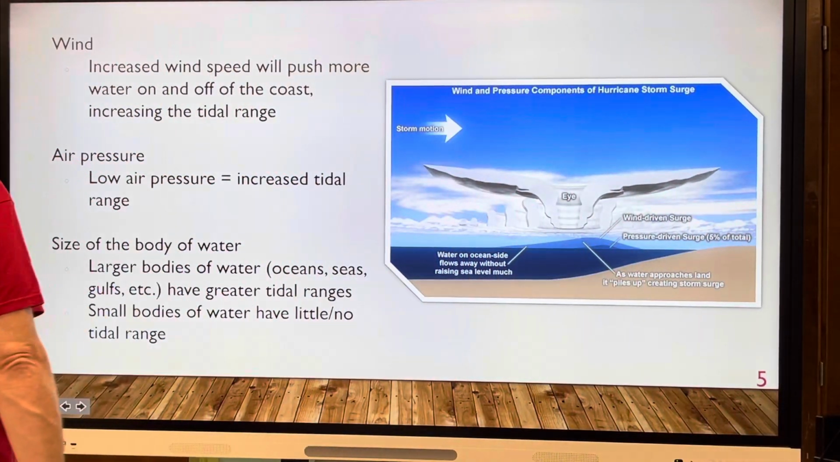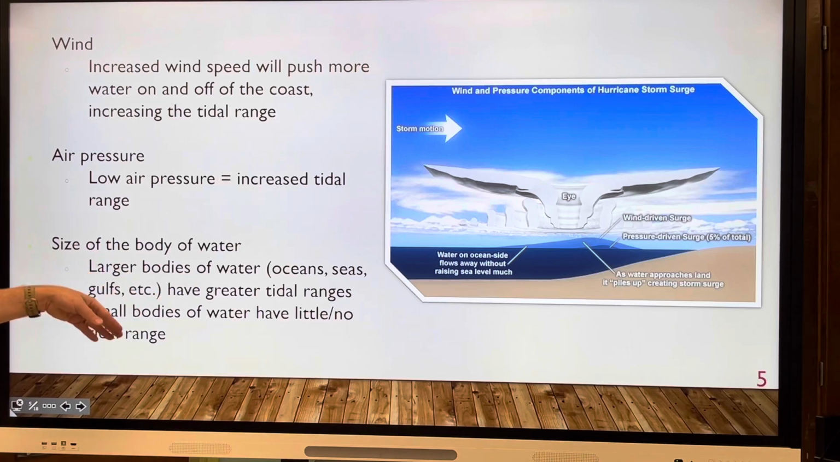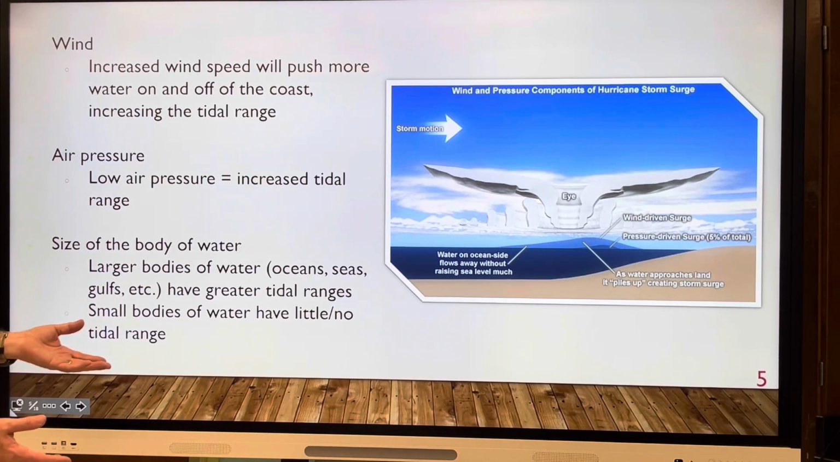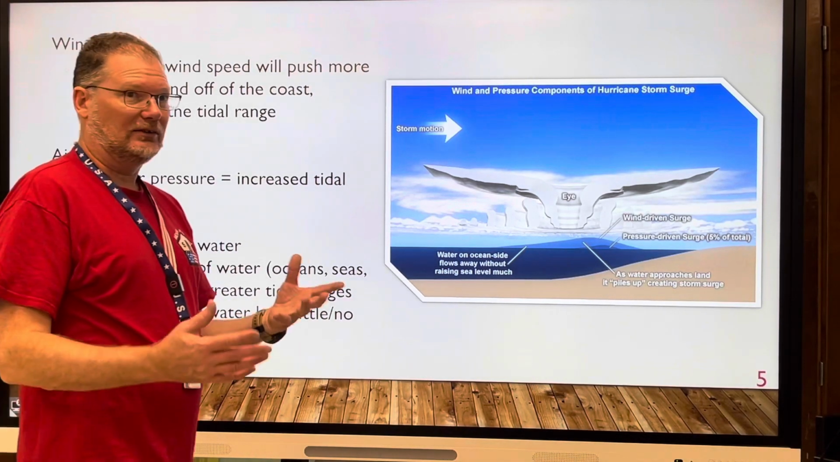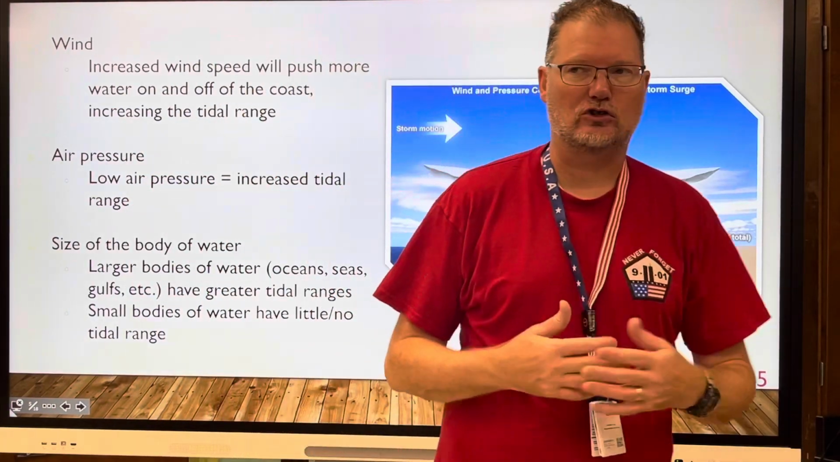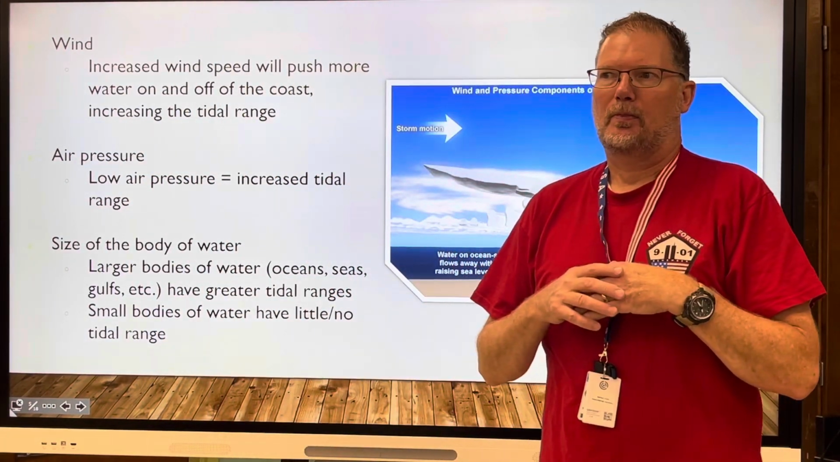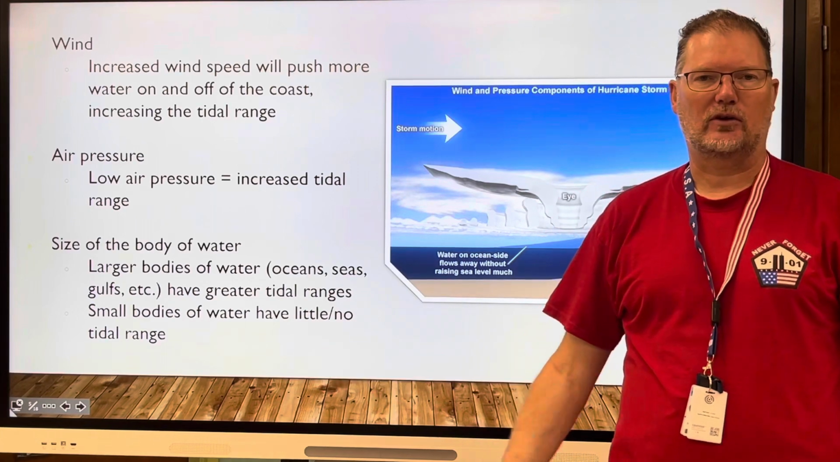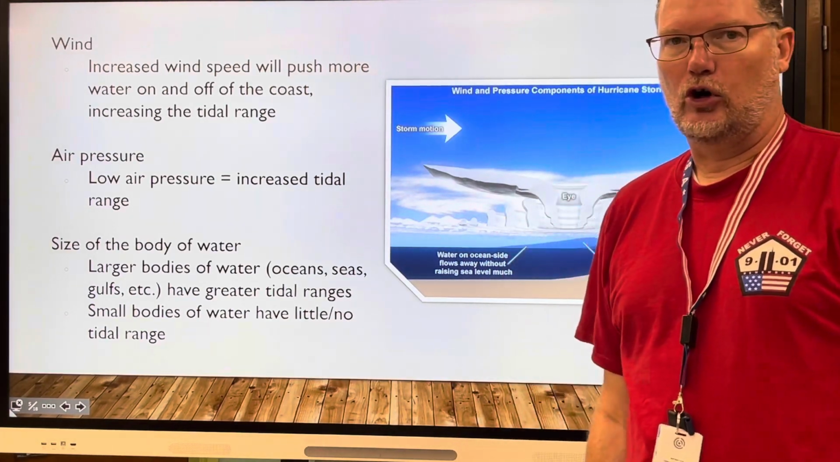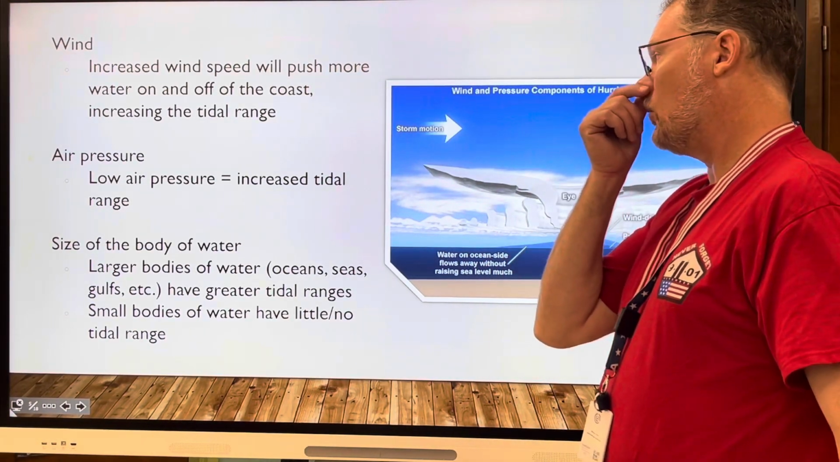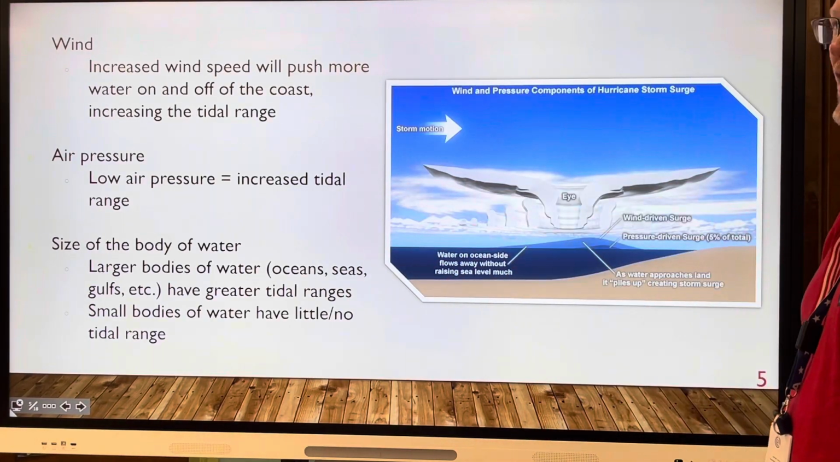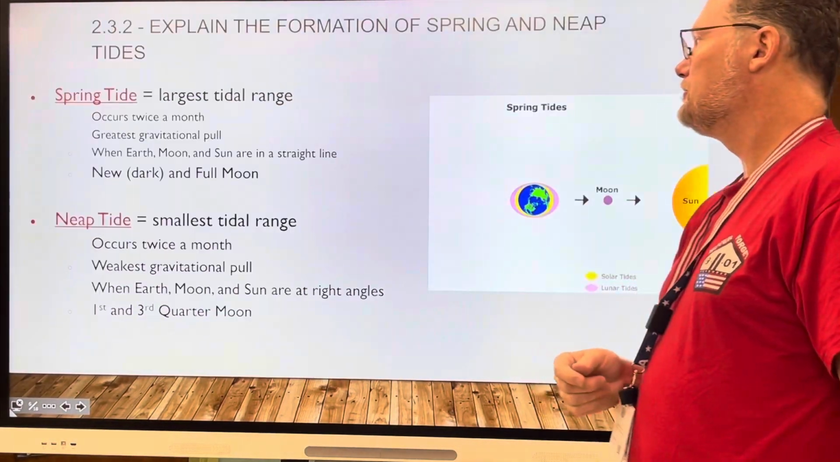And then back to the size of bodies. Larger bodies of water, like oceans, seas, gulfs, have greater tidal ranges. Small bodies, like a lake, will virtually have no change because it's just not over an expanse of the surface of the earth big enough to make water move from one side to the other. It's a very indiscernible amount.